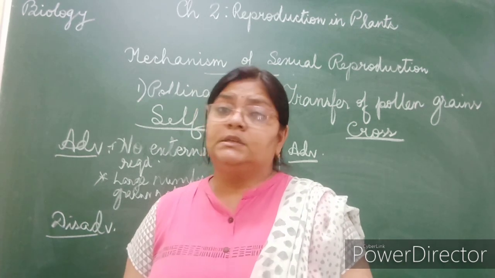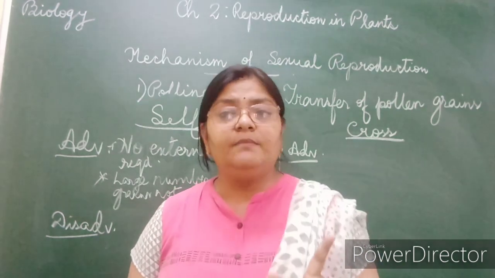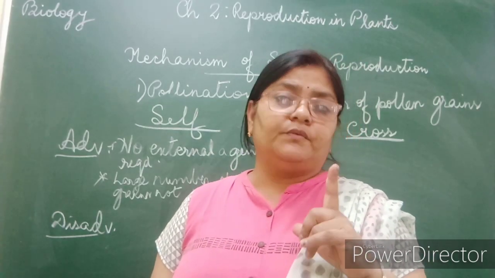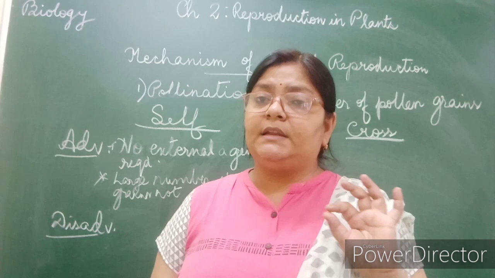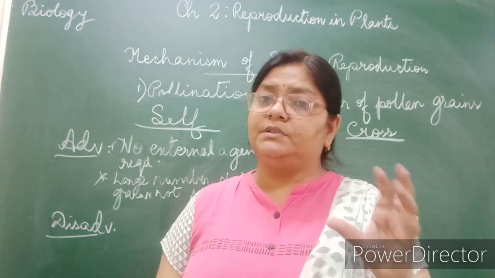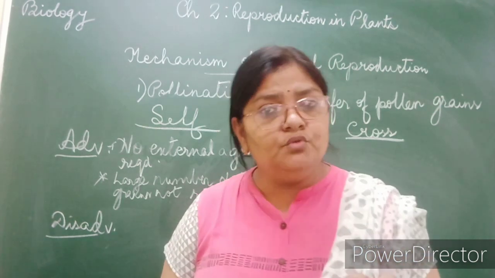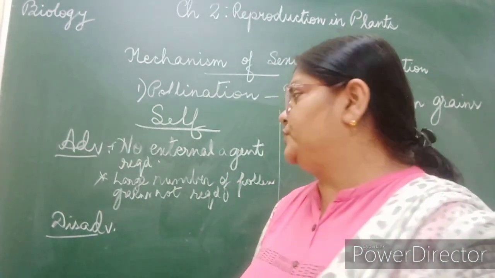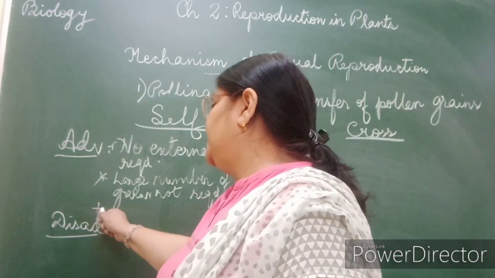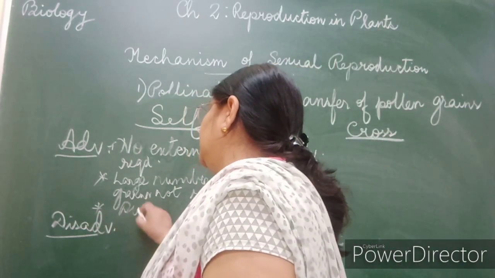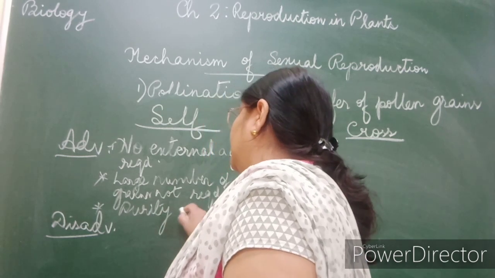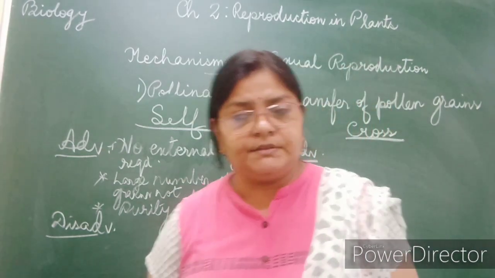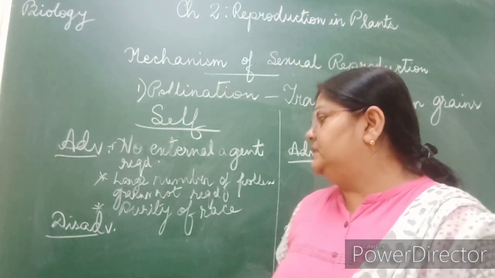Now, as the pollination is occurring between the same flower or flowers of the same plant, purity of race is maintained. That is, the parent plant's characteristics will be maintained in the new plant that is going to be produced after pollination. So this is also an advantage: purity of race is maintained.